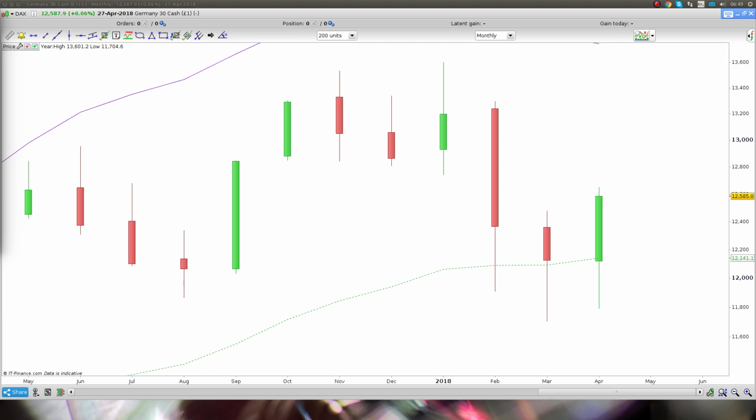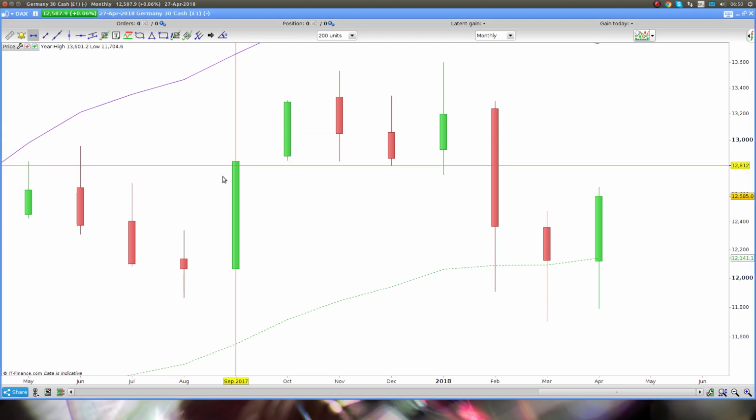Okay, so what you see in front of you is a chart on the DAX, and it's a monthly chart. The reason I'm using the monthly chart is just so that I can blow up the candles to talk to you about support and resistance. Okay, so we all know that a candle indicates buying or selling pressure in that time frame, and we understand that the body is the open and close. So let's just make sure we're all on the same page.